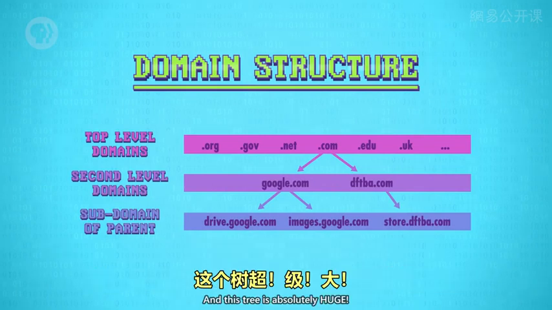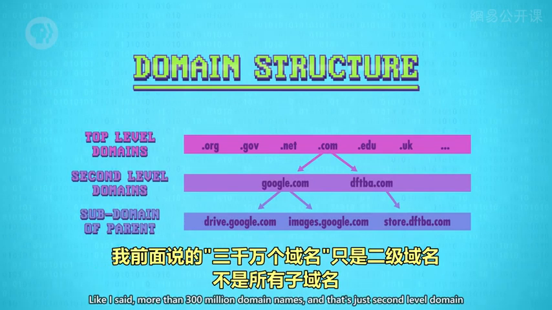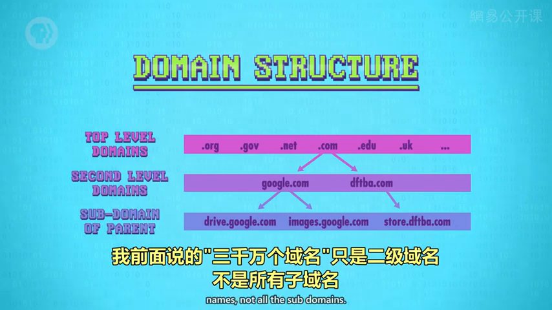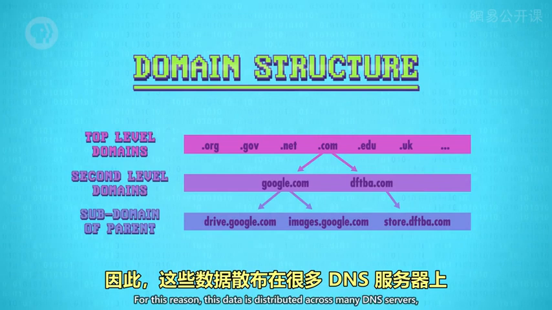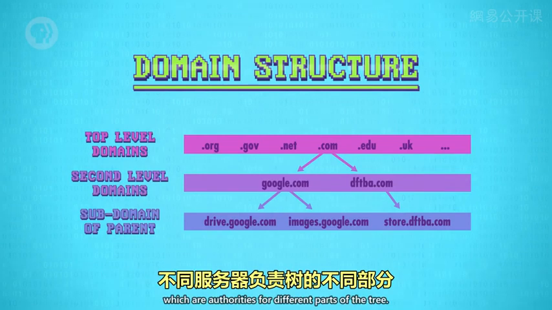And this tree is absolutely huge. Like I said, more than 300 million domain names, and that's just second-level domain names, not all the subdomains. For this reason, the data is distributed across many DNS servers, which are authorities for different parts of the tree.